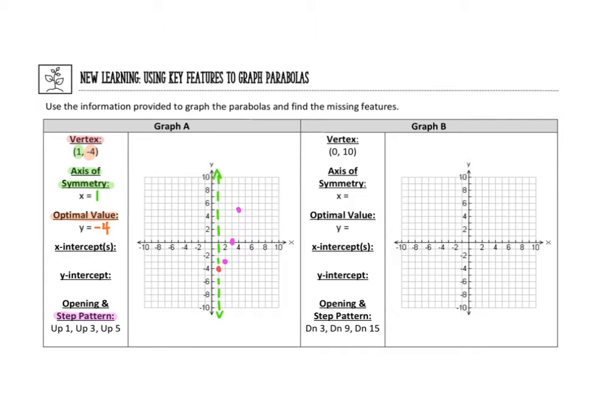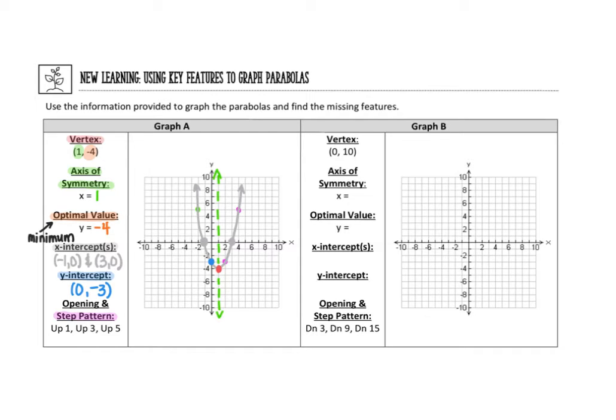We can mirror these points in our axis of symmetry to be able to draw the entire parabola, including both sides. This will now allow us to locate our x-intercepts. We can see that the parabola crosses the x-axis at (-1, 0) and at (3, 0). Our y-intercept will be (0, -3). Because this parabola opens up, we have an optimal value that is a minimum, and it occurs at -4.